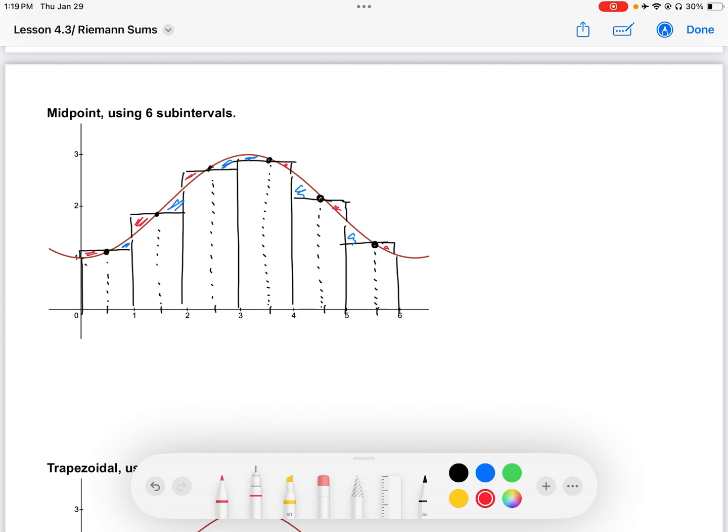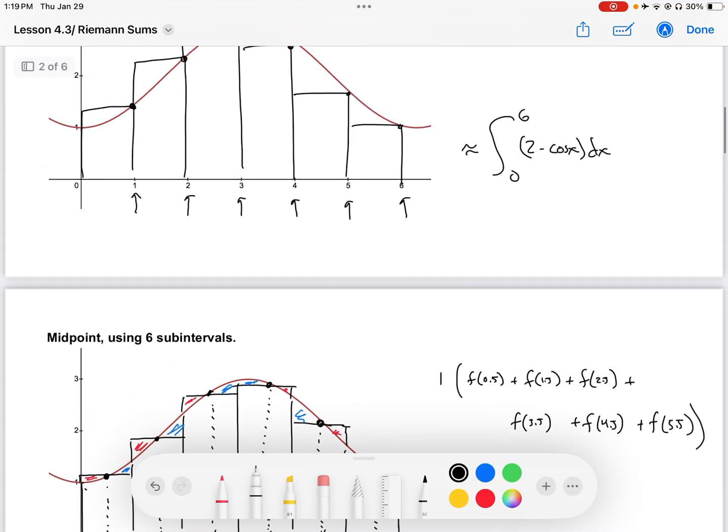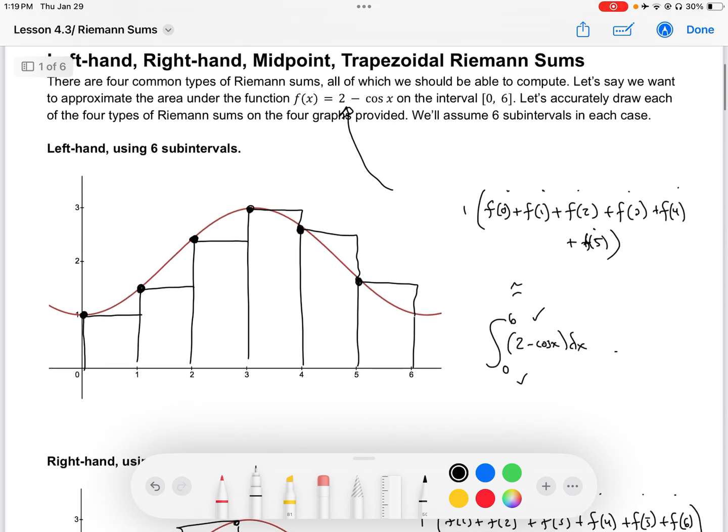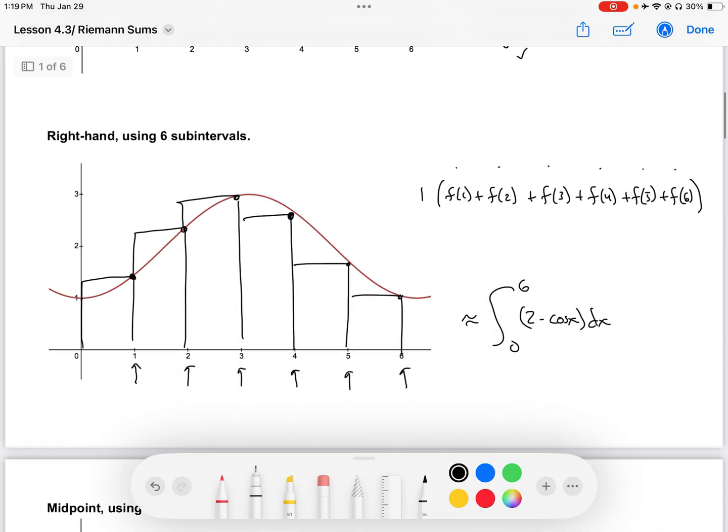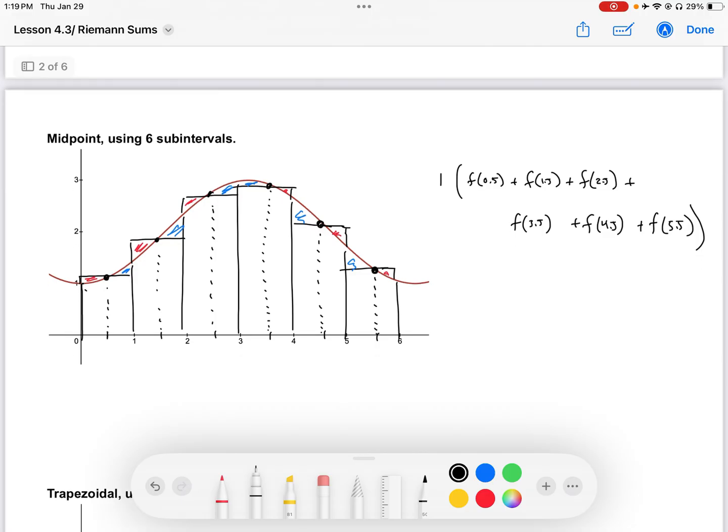And so our midpoint sum would then be, again, a width of 1 for each rectangle, but now we're plugging in the midpoint. So that's going to be f of 0.5 and f of 1.5 and f of 2.5 and f of 3.5 and f of 4.5 and f of 5.5. So you can see the difference here where with our left hand we used 0 through 5, our right hand we used 1 through 6, and our midpoint we're using halfway in between. So 0.5 up to 5.5.